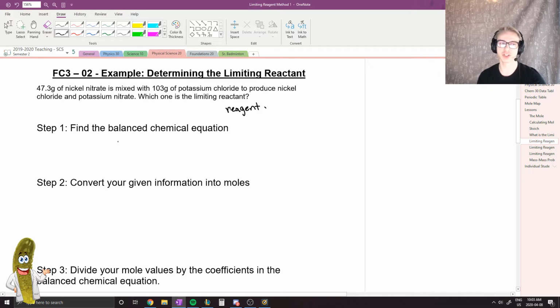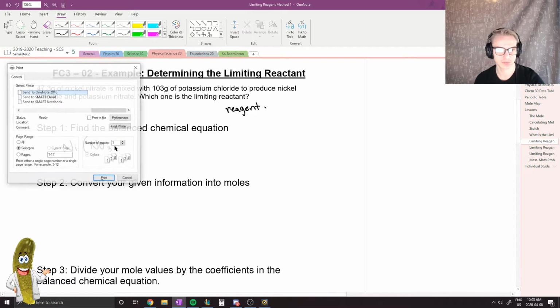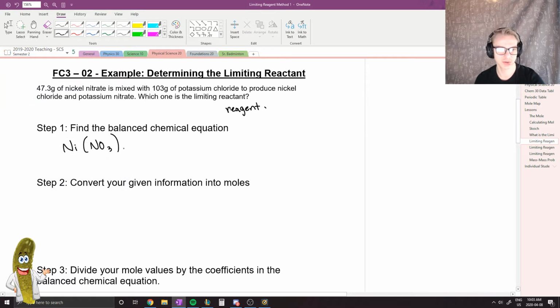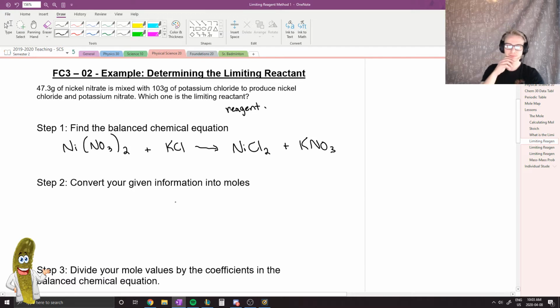So as with every question ever in chemistry, it feels like, we're going to start with the balanced chemical equation. So I know that I have nickel and nitrate reacting. I know that nickel has a +2 charge, nitrate has a -1 charge, which is why I've written it as such, being mixed with potassium chloride. Potassium has a +1 charge, chloride has a -1 charge. And this question was really nice. They actually told us what our products are going to be. We were told that it's nickel chloride, and we were told that it's potassium nitrate, KNO3.